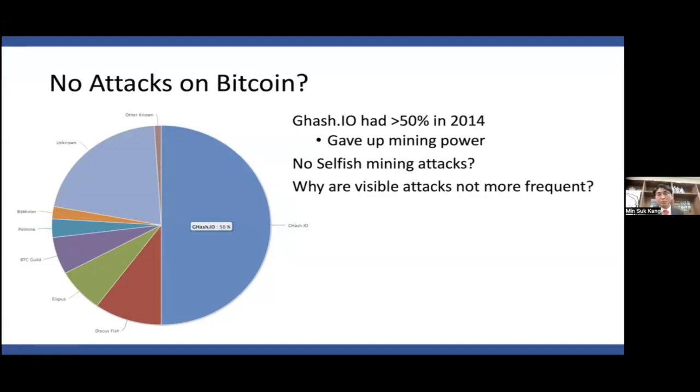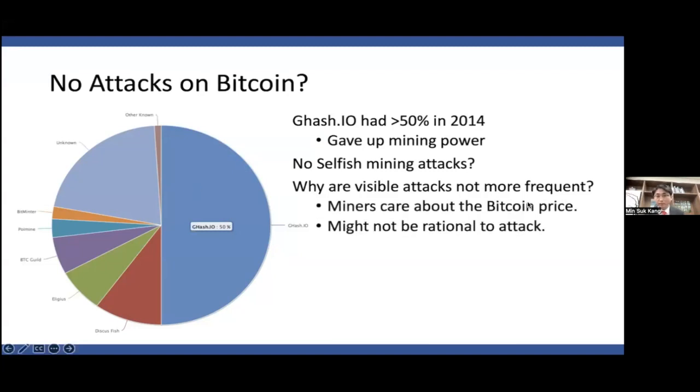The reason is probably that it's not visible or not so frequent, or they also care about the security of it. Miners also care about Bitcoin's price. When something weird happens, the price goes down, and that's something they don't want either. So they just follow the rules. That's probably the reason, and that's why proof of stake actually makes sense after all. In other words, the attack might not be rational after all, but there's no guarantee for the future, of course.